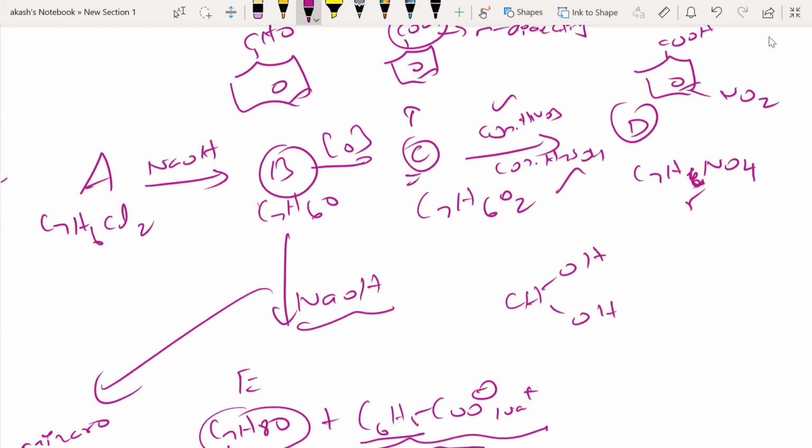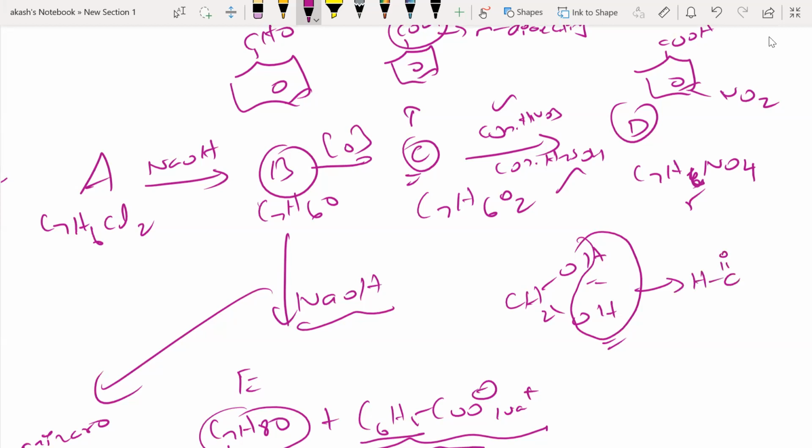This is 1, 2, 3, say CH2 is there, for example. So whenever we have two OH groups from the same carbon atom, we know it is unstable, isn't it? The moment you form two OH groups from the same carbon atom, water has to be eliminated, right? So when you eliminate, what will happen? You'll have H, C double bond O, H, HCHO.